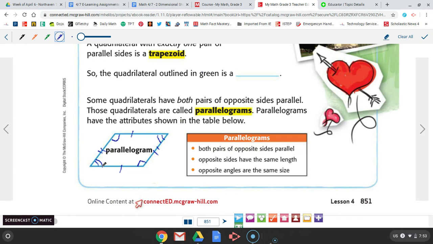Okay, so that's what makes this a parallelogram. It has two sets of parallel sides, top and bottom, right and left. It has opposite sides that are equal length, top and bottom, right and left. And then opposite angles are also the same. So this angle matches this one. This angle matches this one.